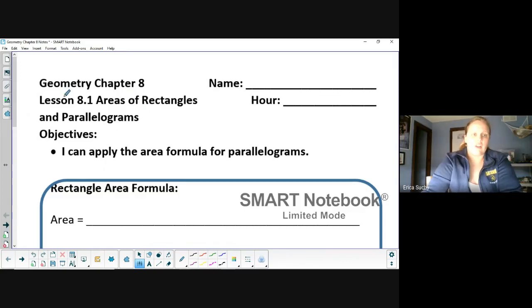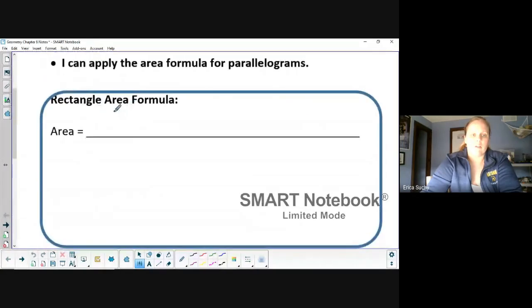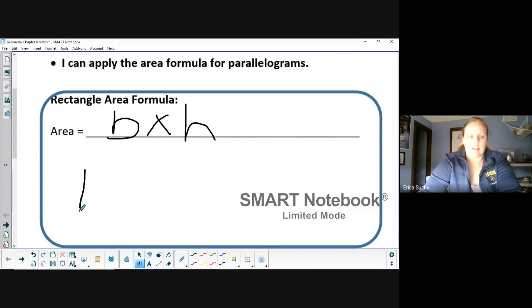All right, so chapter 8, lesson 8.1, area of rectangles and parallelograms. Our goal is that we can apply the area formula for parallelograms. So remember, for a rectangle, the area formula is base times height. And a rectangle will have two pairs of congruent sides and 4 right angles. The base and the height can actually be interchanged, but typically the base is on the bottom and the height is perpendicular to that on the side.